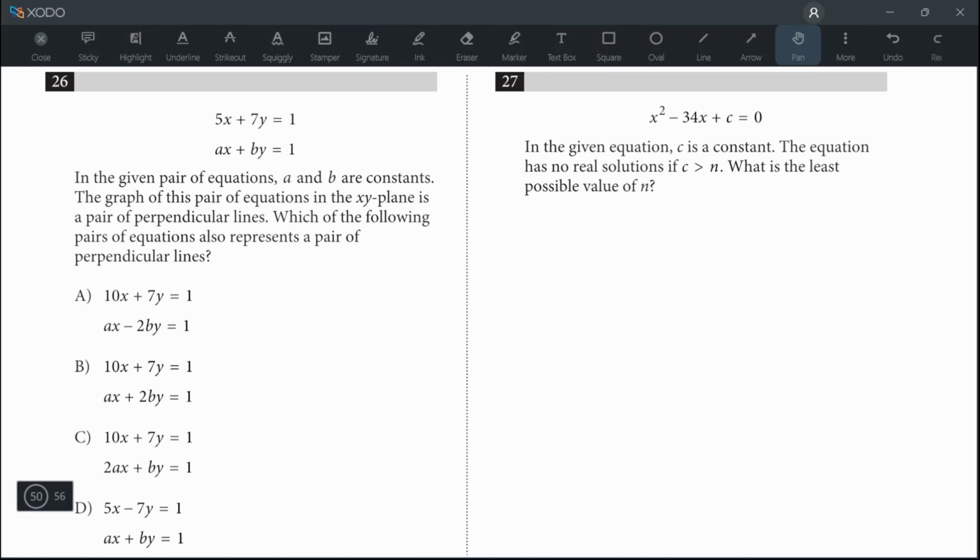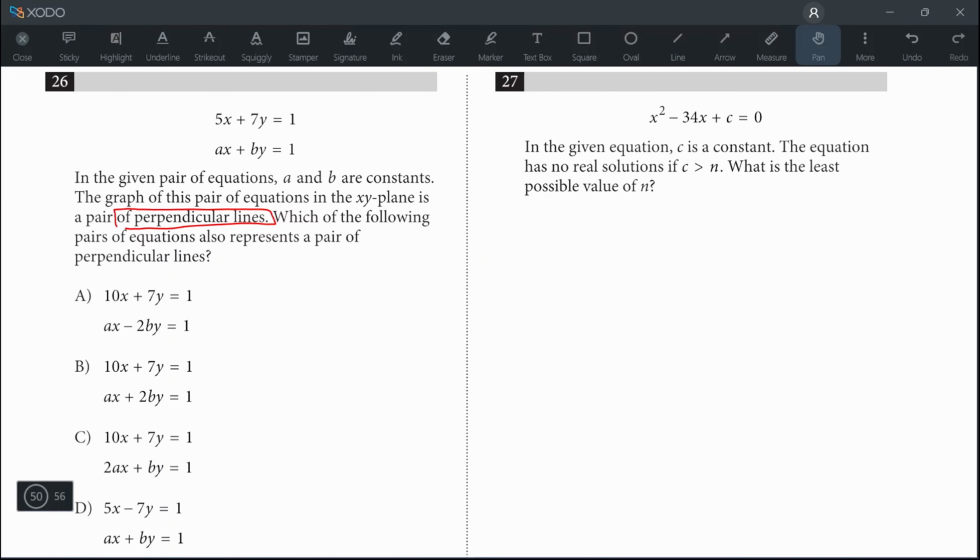In the given pair of equations, A and B are constants. The graph of this pair of equations in the xy-plane is a pair of perpendicular lines. Which of the following pairs of equations also represent perpendicular lines?